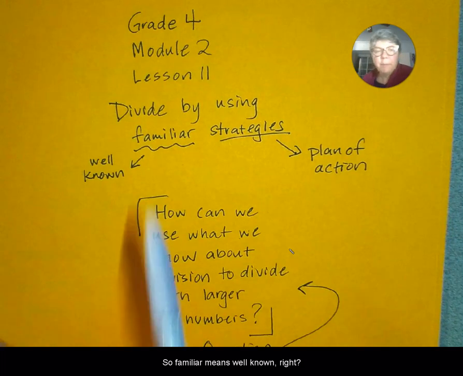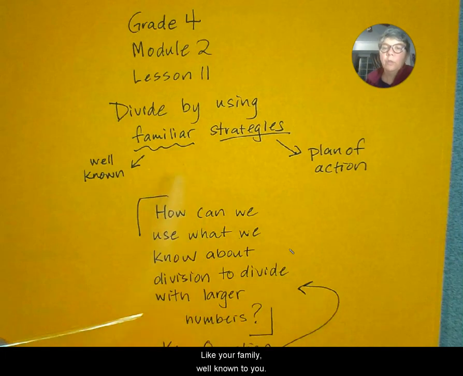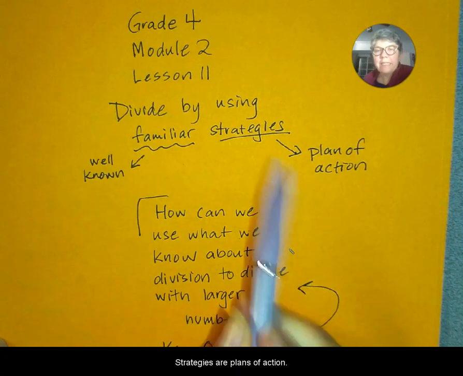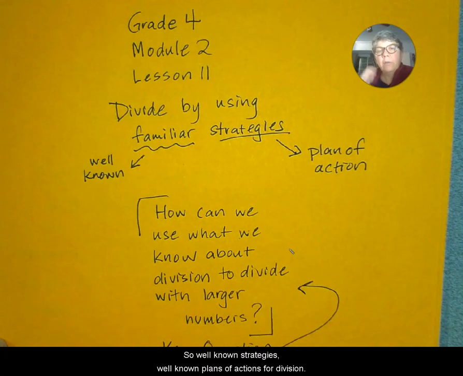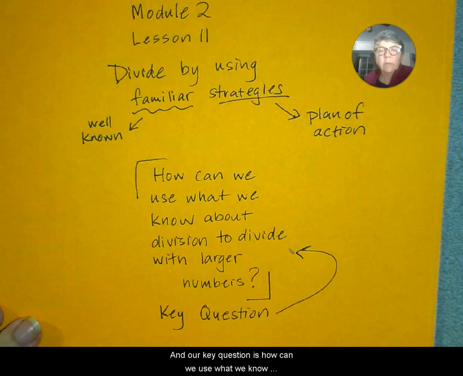So familiar means well-known, right? Like your family, well-known to you. Strategies are plans of action. So well-known strategies, well-known plans of action for division. And our key question is, how can we use what we know about division to divide with larger numbers?